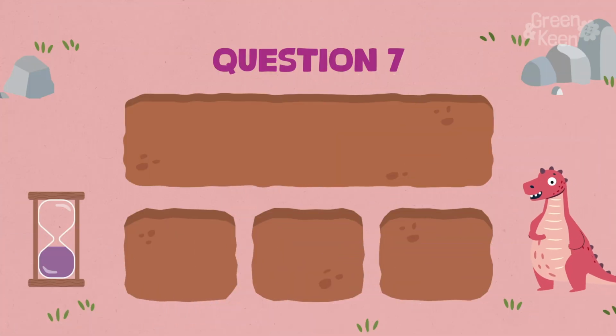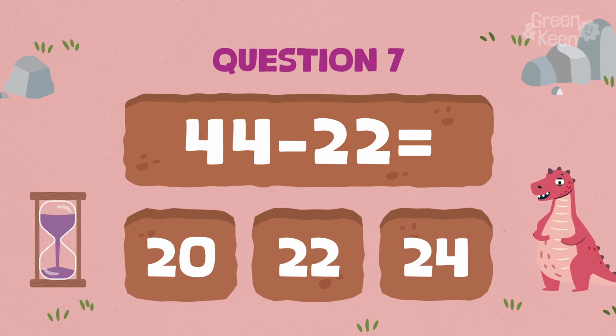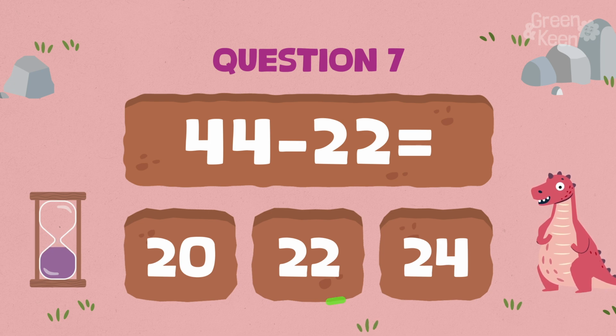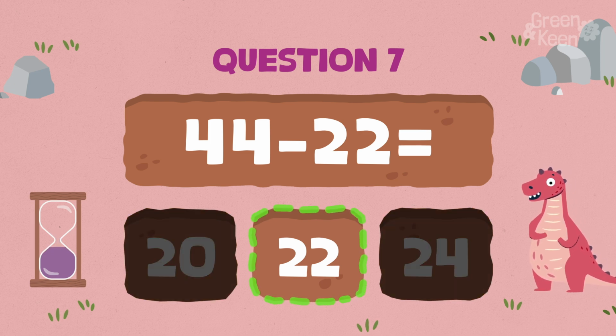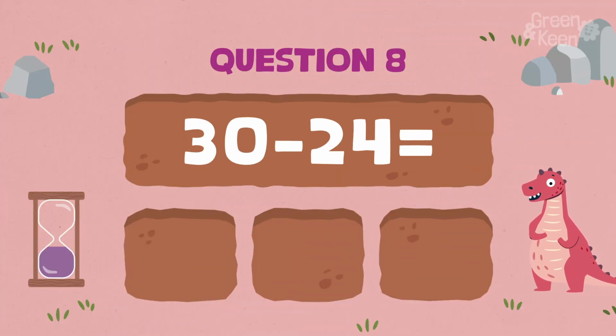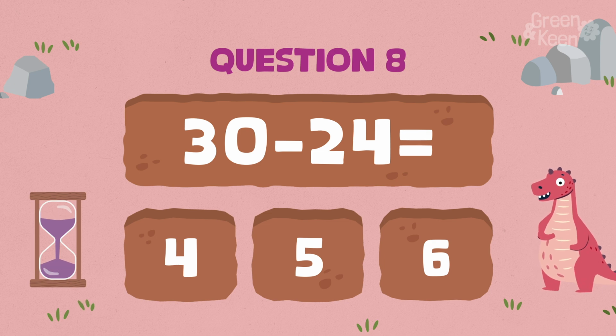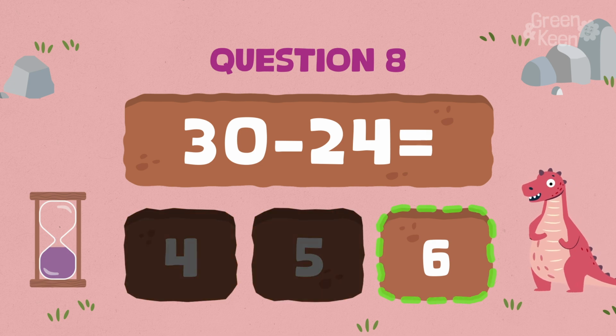Question number 7. 44 minus 22 equals? The answer is 22. Question number 8. 30 minus 24 equals? The answer is 6.